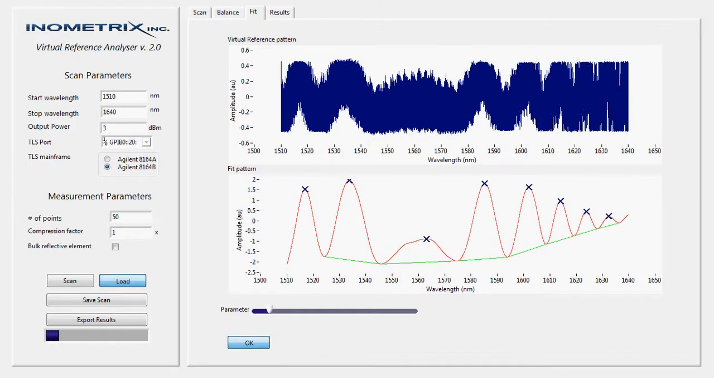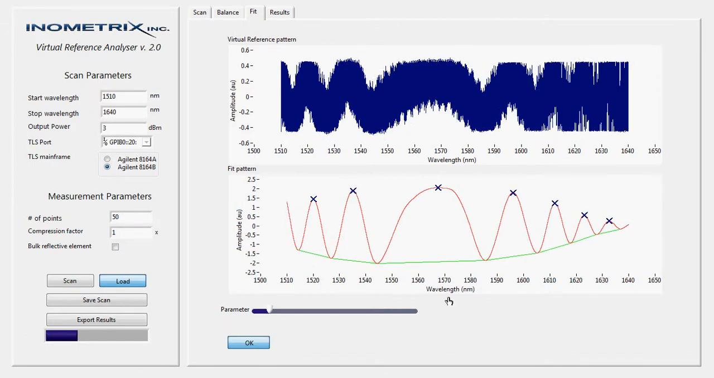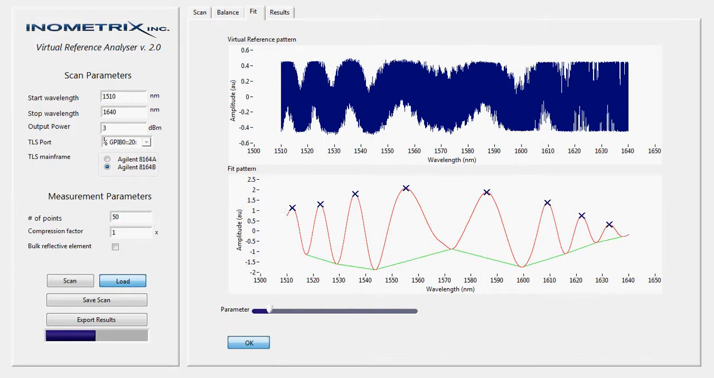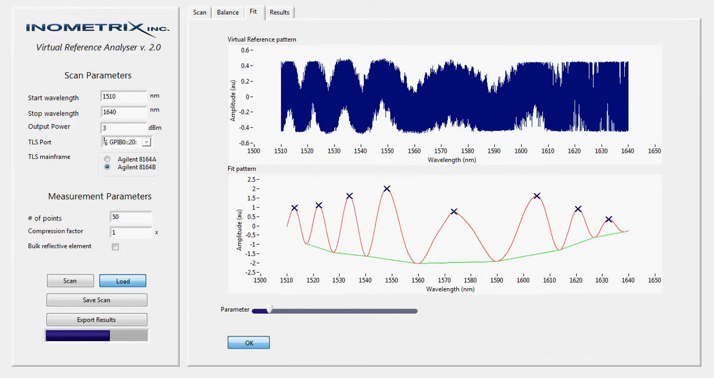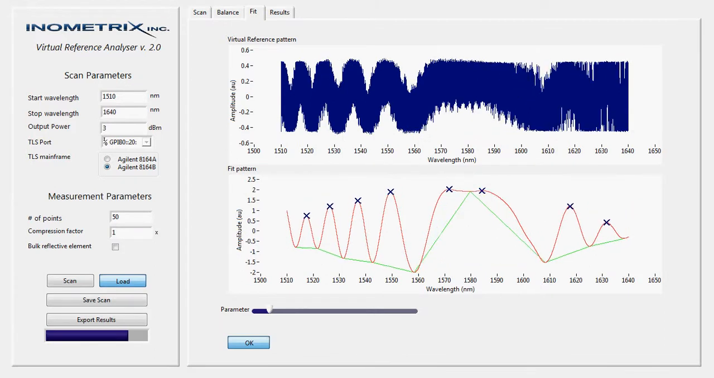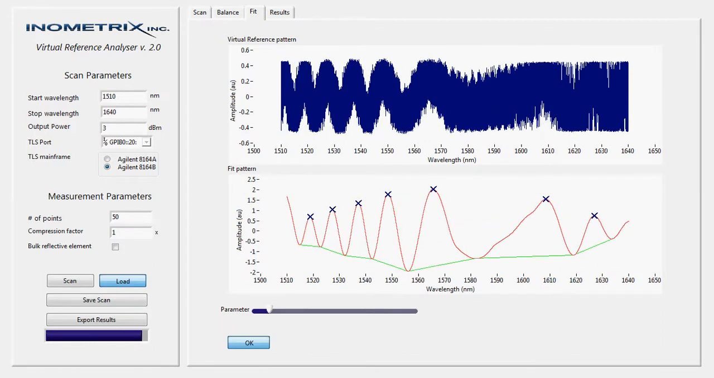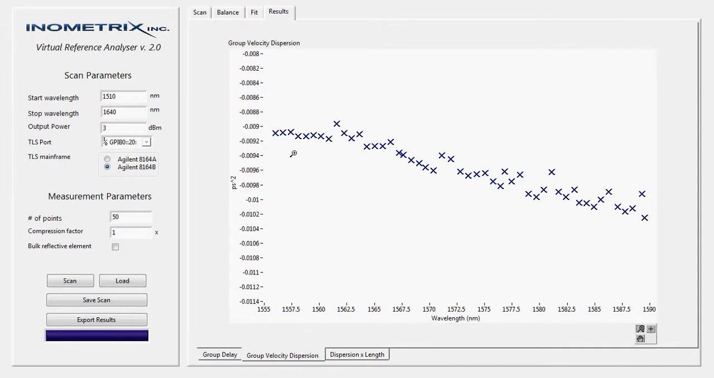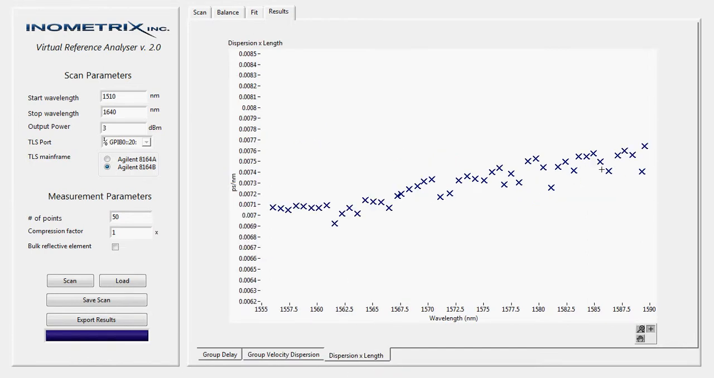Actually, it's already done that. And as you can see, the interference pattern is advancing from left to right. Okay, and we've got 50 points in our interference pattern. And as you can see, we've got our group delay, which is increasing as expected with wavelength because it's positive dispersion. We've got our GVD, okay, and our dispersion length. And both of these are second order. So GVD and dispersion length are the second order dispersion.